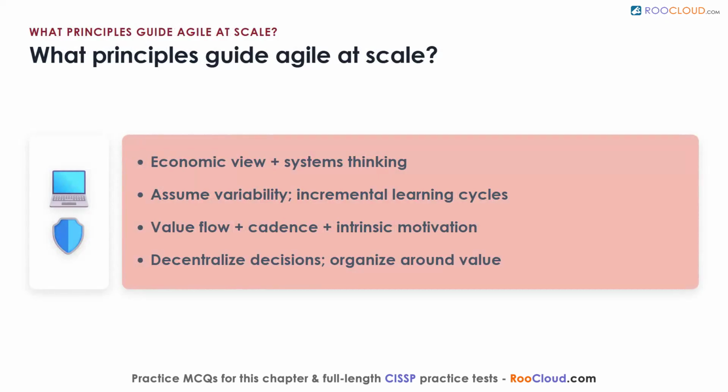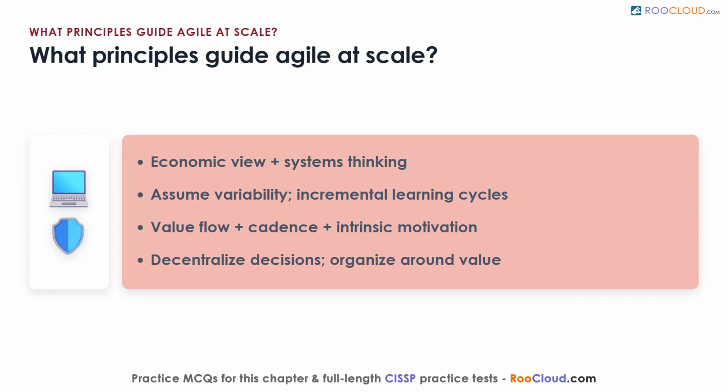What principles guide agile at scale? The Scaled Agile framework rests on a set of core principles drawn from agile thinking, and together they steer how large organizations make decisions. They urge you to take an economic view of every choice and to apply systems thinking to the whole. They tell you to assume variability and keep options open, build incrementally with fast learning cycles, and base milestones on objective evaluation of working systems.